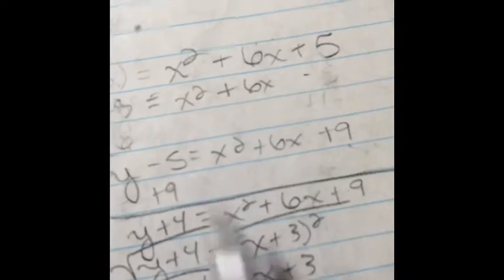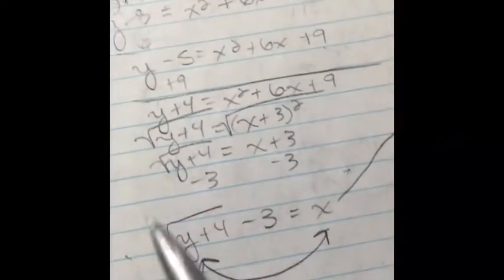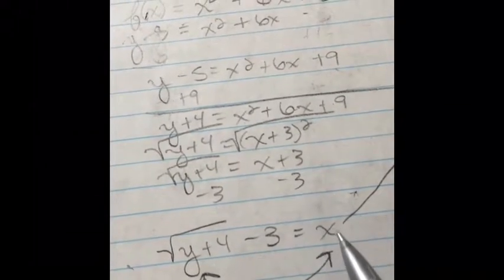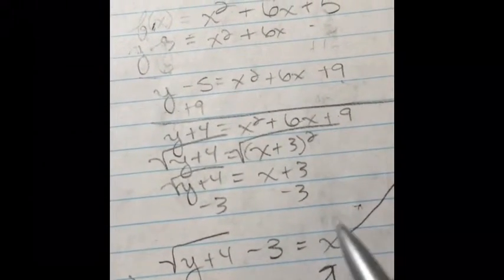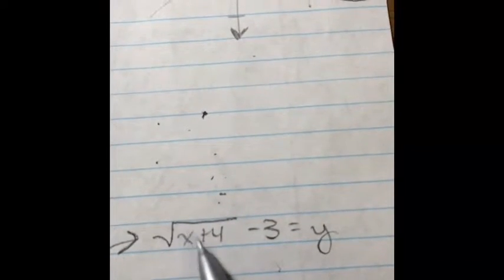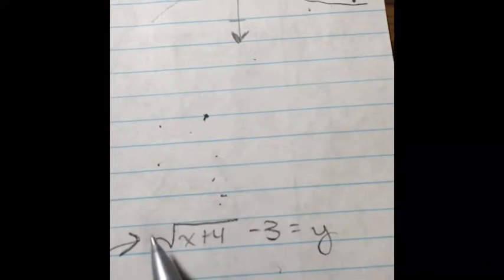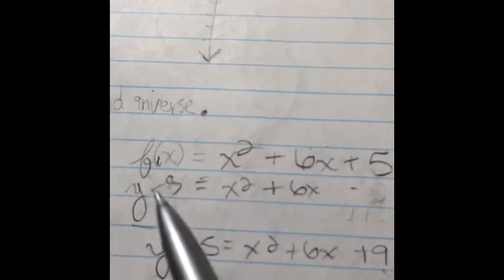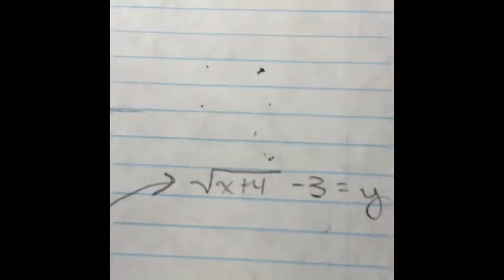And then I complete the square and whatnot, and eventually I got to the square root of y plus 4 minus 3 equals x. And then once you do this, you substitute the y and x back again. And then this is the inverse of the function: y equals the square root of x plus 4 minus 3. So like I said, first you change that to y, and then you solve for x, and then you go back and replace the two terms together.